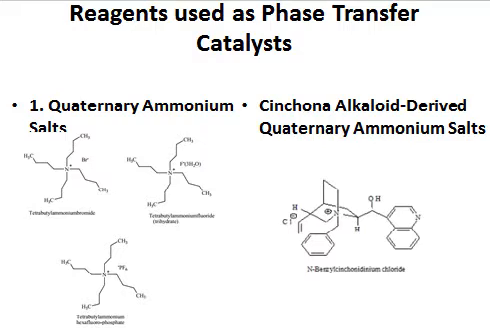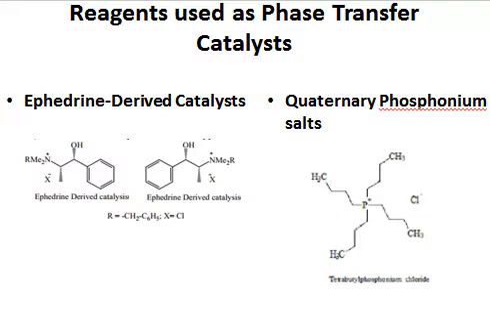Right? The organic part should be non-polar, because if you have some polar functional group on the organic part, in that case the solubility of the phase transfer catalyst in the organic solvent will decrease. So we want to have a larger organic part so that the phase transfer catalyst has more solubility in the organic phase. Next we have ephedrine derived catalysts. Again, we have nitrogen with a positive charge here, so in order to neutralize that positive charge we have some negatively charged species, which is normally a halogen.